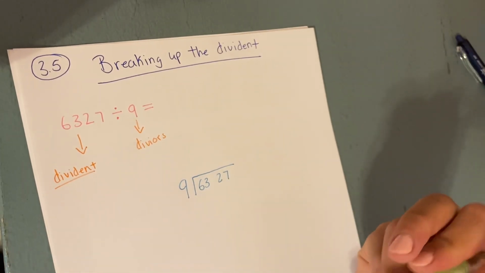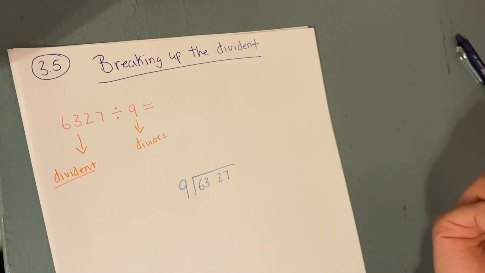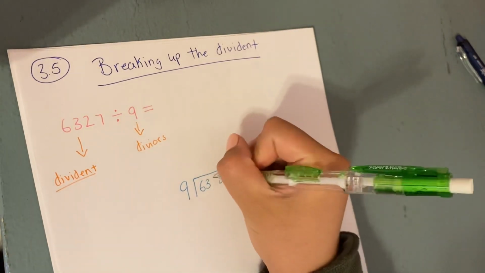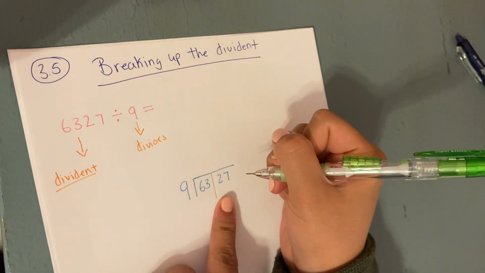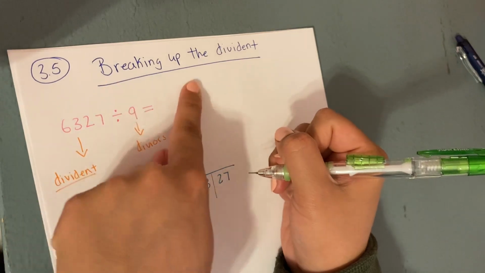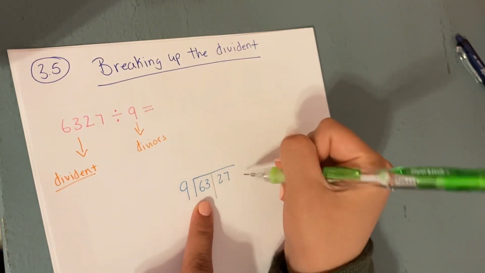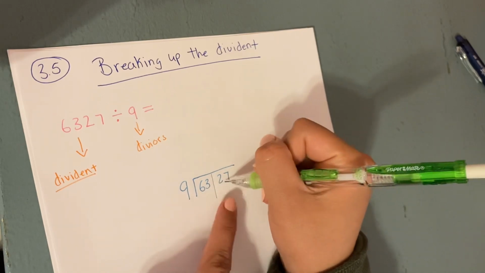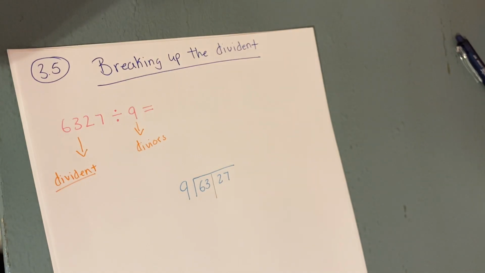So it's easier to work with a 2-digit number versus a 4-digit number, correct? So we're going to go ahead and show how we're going to break up the dividend, let's break up the dividend as the title indicates. So we went from 6,327 to 63 and 27. These two numbers are a lot smaller, a lot easier to work with.